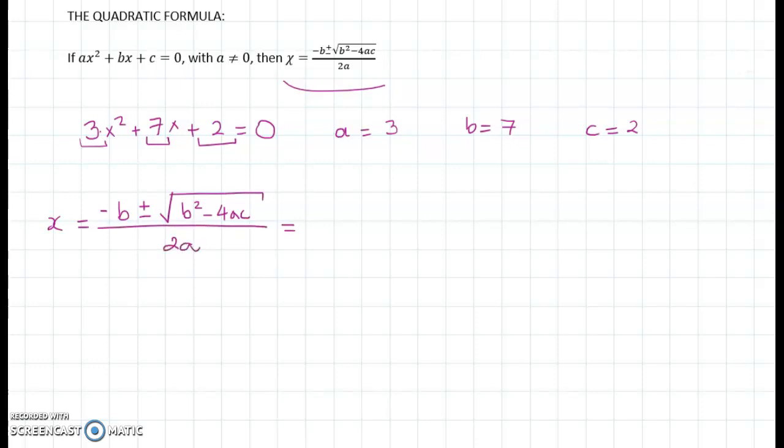So in my case, we have negative 7, since b is 7. And then we have plus or minus, and the square root. We have 7 squared minus 4 times a, which is 3, times c, which is 2. And then we have all of this divided by 2 times a, so 2 times 3.